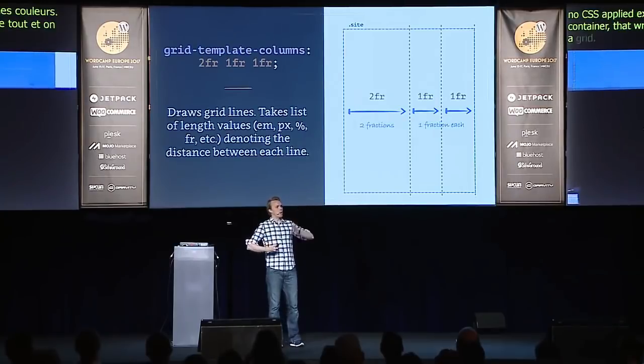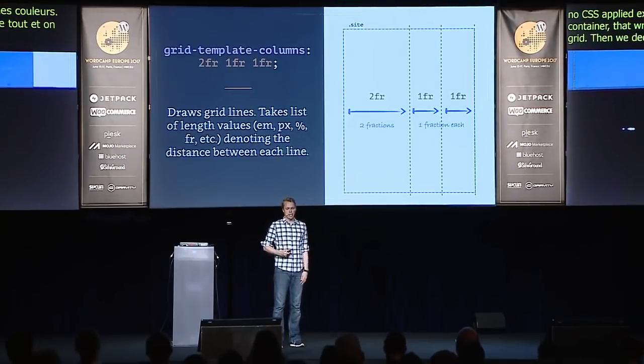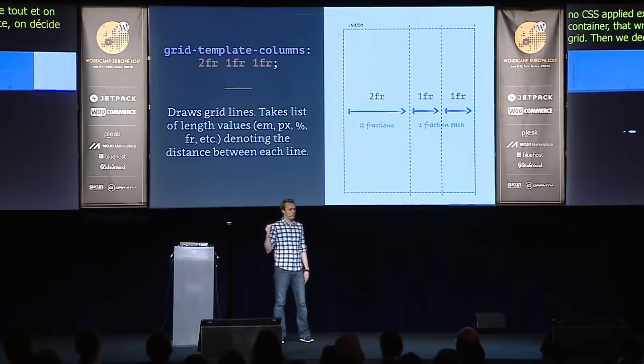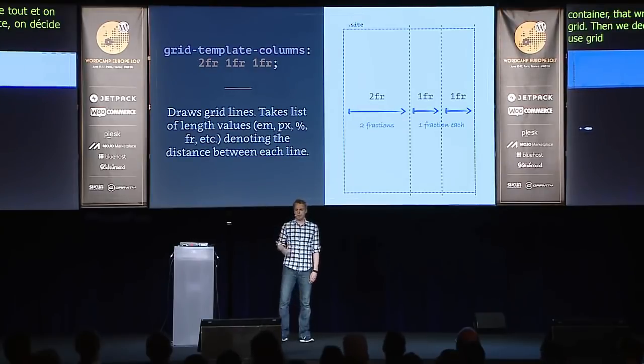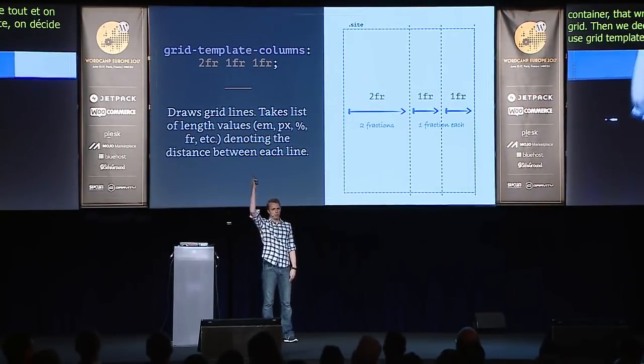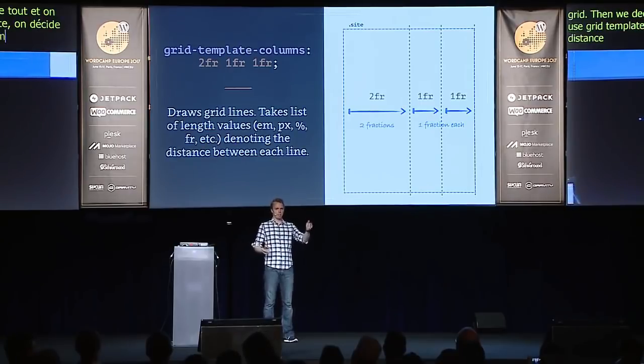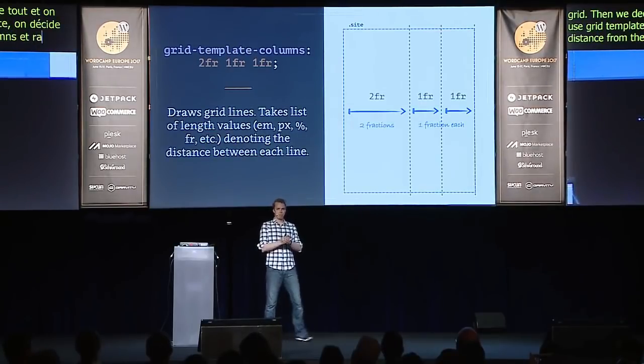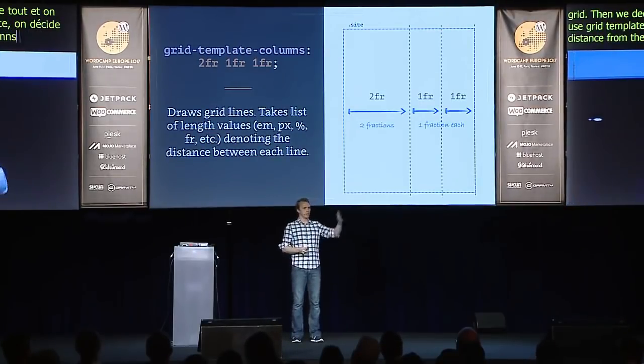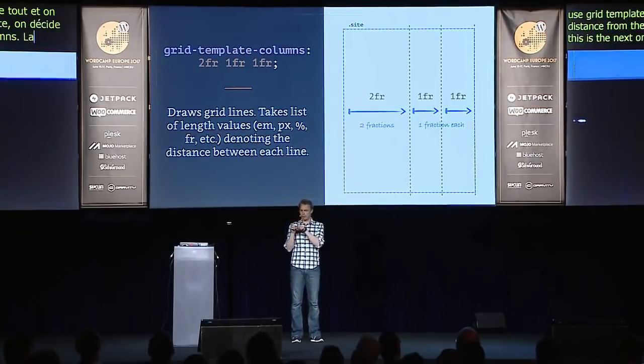Then we decide how many columns and how many rows we want. And we do that using grid template columns and grid template rows. And here what we do is say the distance from the edge of the grid to the first line, that's the first value. Then the distance to the next one is the next value, and so on and so on. So you're declaring the width between each of the lines, and then another line is drawn.